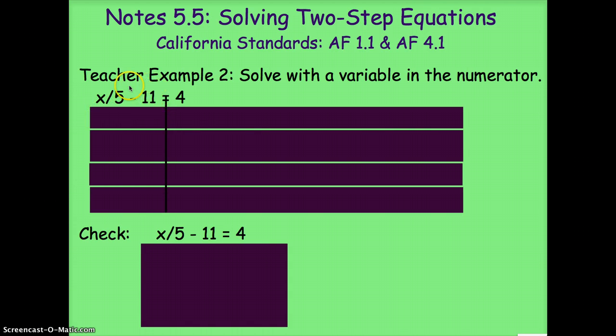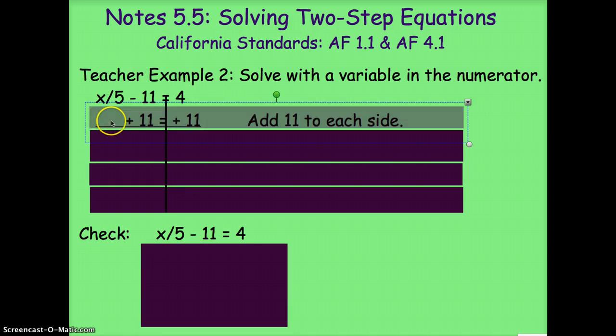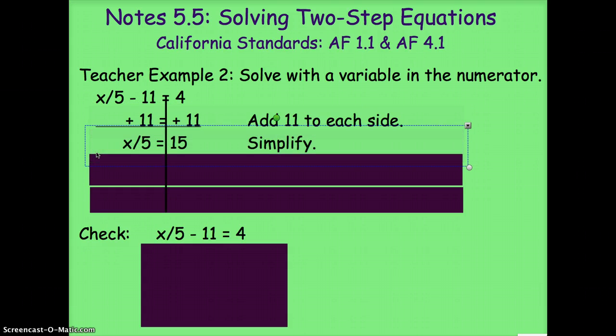And I want to start, of course, undoing any addition or subtraction that I see, which right here I have minus 11. So I want to add 11 to both sides. These 11s cancel out. And on the left side, I'm left with x over 5, or x divided by 5. On the right side, I'm left with 15.